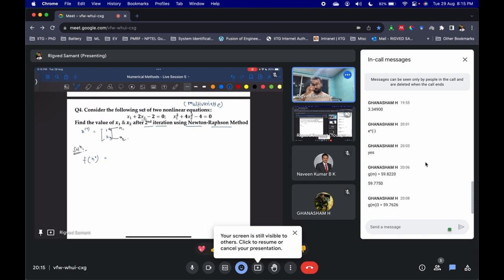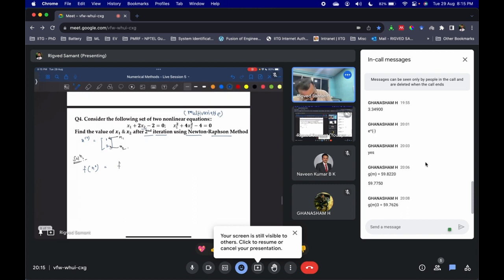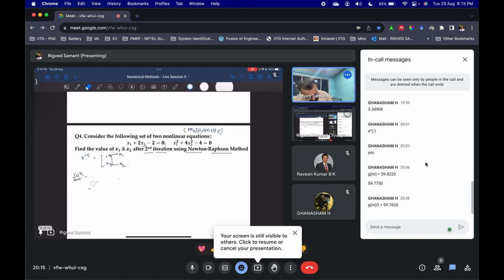So there are two equations, right? So it will have an f1 of x and an f2 of x. Let's call these two equations. So f1 of x is equal to x1 plus 2x2 minus 2. f2 of x is equal to x1 square plus 4 x2 square minus 4, which is equal to minus 4.